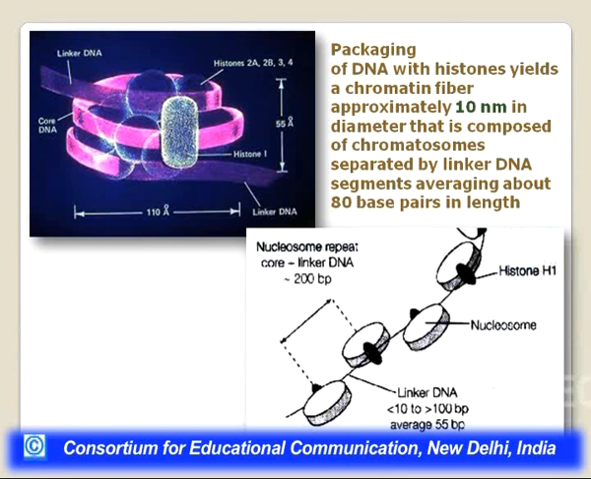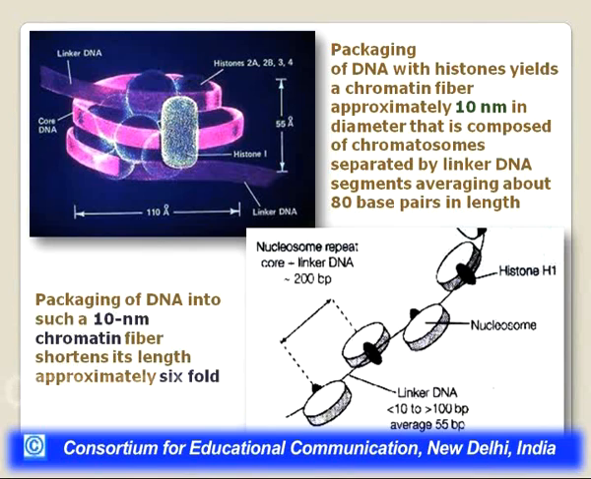Now if we look at the packaging, the packaging of the DNA with histones yields a chromatin fiber of approximately 10 nanometers, the first level of organization for the genome. This double helical DNA is wound around the nucleosomal core particle and contains the linker histone, and this packaging gives a fiber 10 nanometers in diameter that is composed of chromatosomes separated by linker DNA segments averaging about 80 base pairs in length. This packaging of DNA into a 10 nanometer chromatin fiber shortens its length approximately 6-fold.